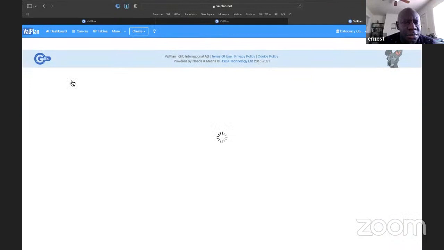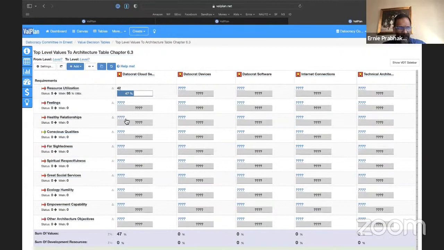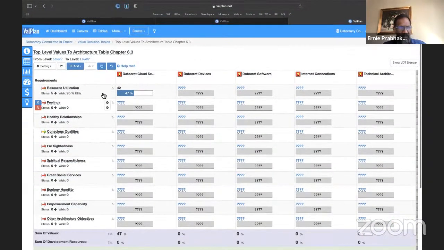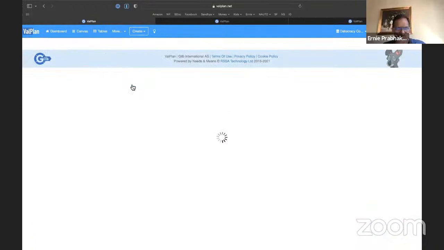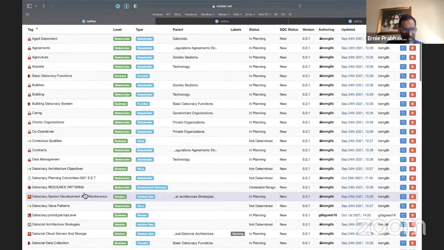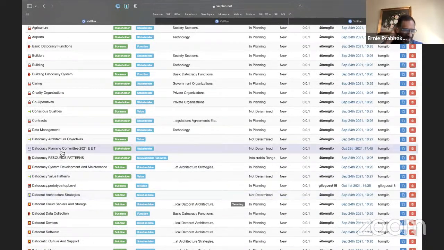Top level values to architecture table. This sounds intriguing. Wow. Derivatives. This seems profound, but I think too much for me to digest in one shot. Let's look at these specifications. Okay, this sounds like this might be pulling into his larger Datocracy mindset, which is mind-blowing and somewhat overwhelming.